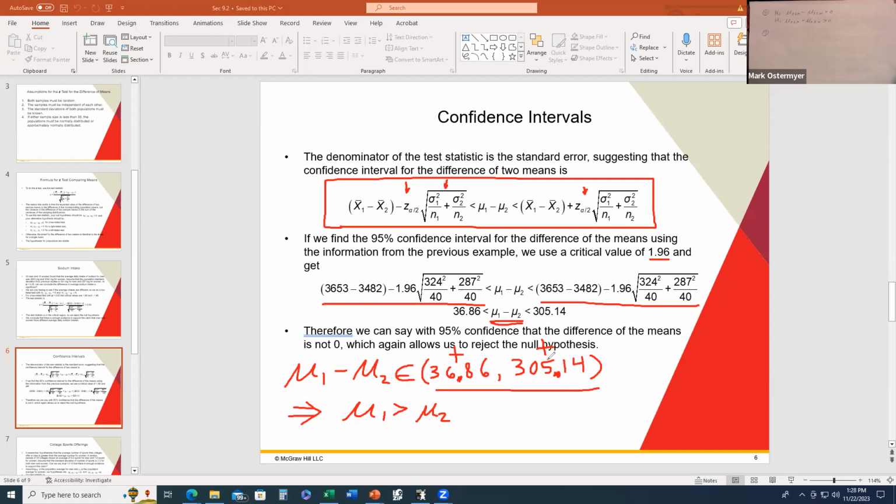Does that make any sense? Just by looking at the signs of the endpoints of the interval, you can get an idea as to which mean is larger. Okay.